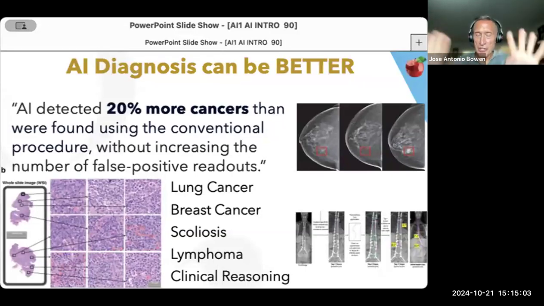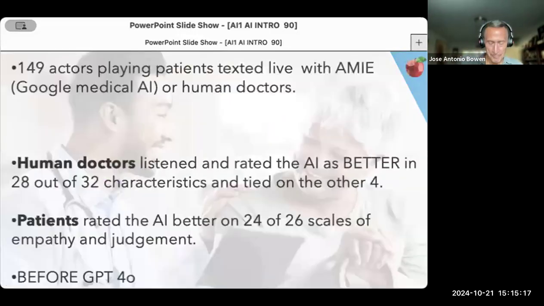This is not chatbot, new ChatGPT technology. This is from the Journal of Radiology and Artificial Intelligence. So this has been going on for some time, but it shows us that AI can actually find problems and do diagnosis.